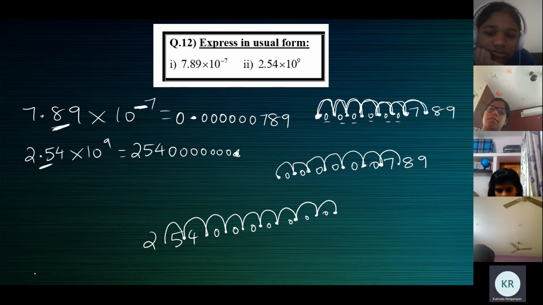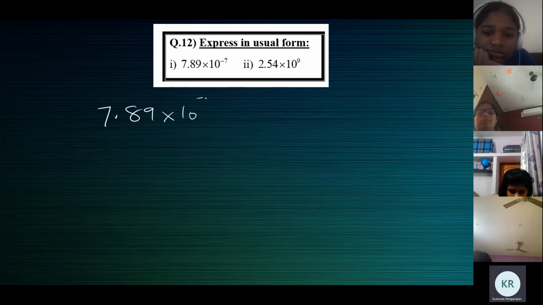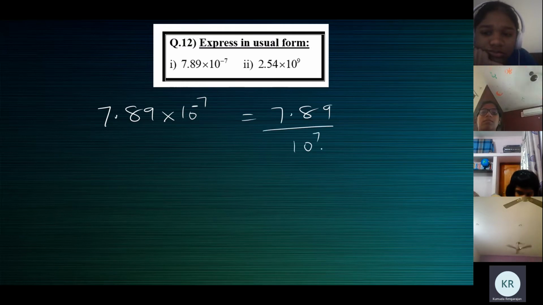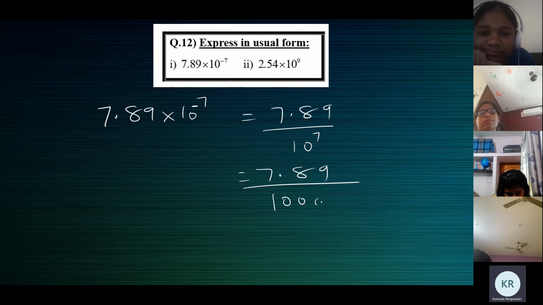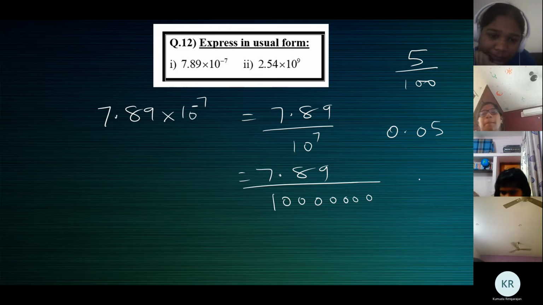So the other way of understanding this is 7.89 into 10 to the power minus 7. Negative power means 7.89 by 10 to the power 7. This is nothing but 7.89 by 1 followed by 7 zeros. This you have already learned when you were young. When it is 5 by 100, you know it is 0.05. So like that here also you'll have to shift the decimal.